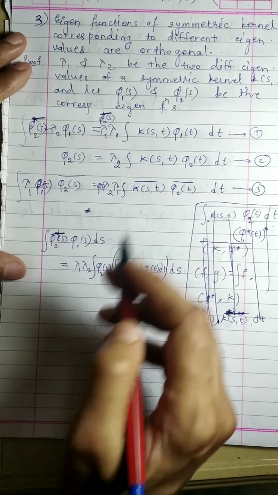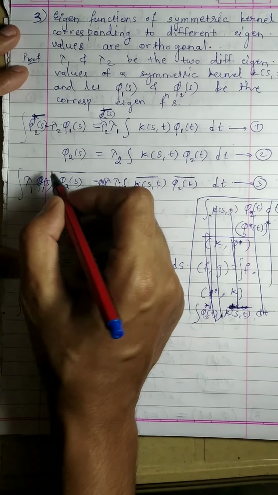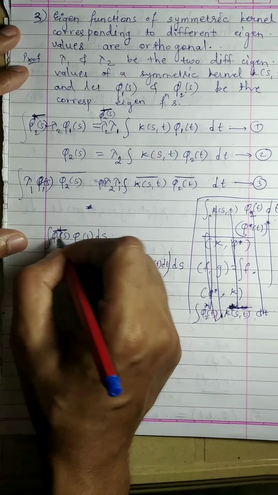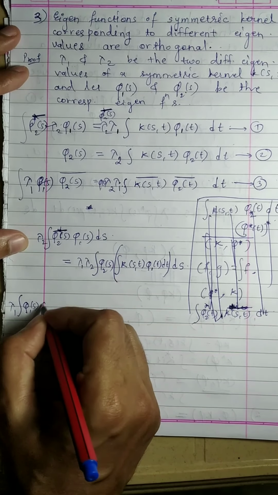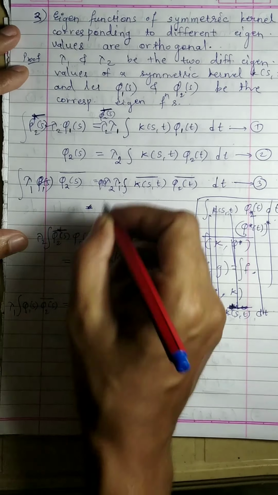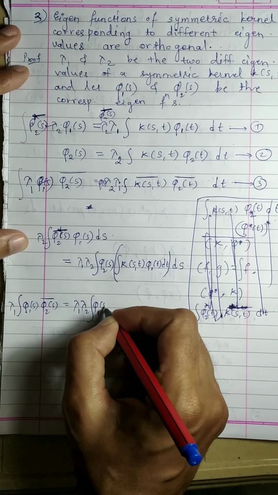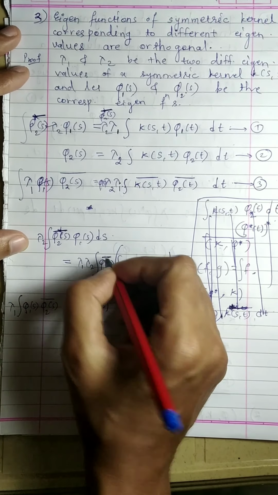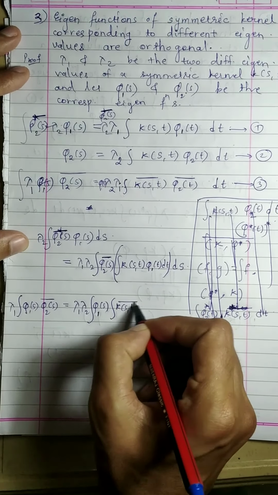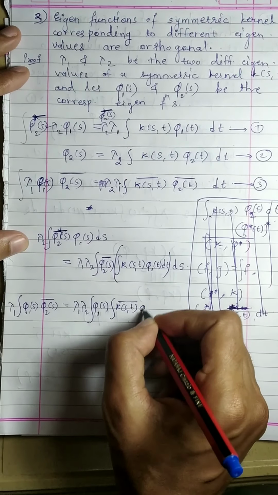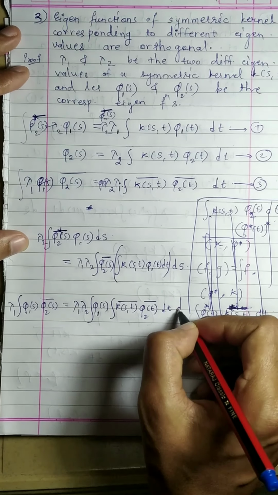and this equation will look like lambda 1 integral phi 1 of s phi 2 of s bar equal to lambda 1 into lambda 2 integral of phi 1 of s, integral of this, k(s, t) bar phi 2 of t bar dt, and then it is ds.